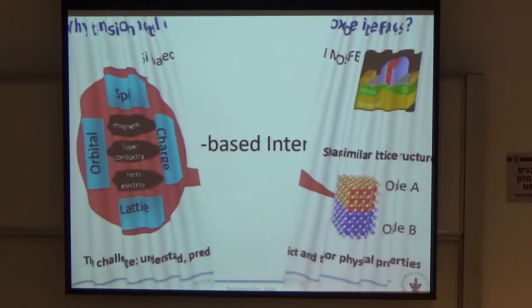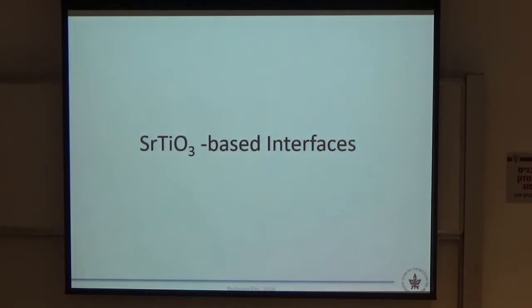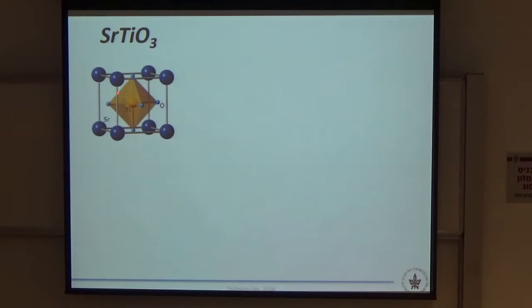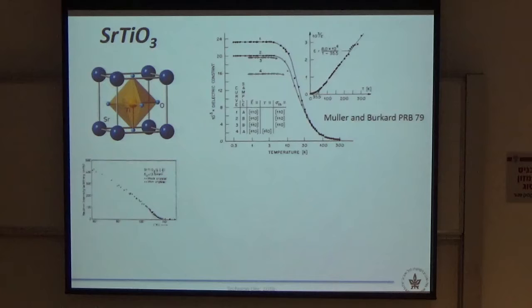Okay, so basically our main player here is strontium titanate. And why? It has a cubic structure, and here there are oxygen octahedra. Now, at low temperatures, let's say below 103 K, these octahedra rotate, and there is a structural phase transition. Also, there is a very strong polarization.